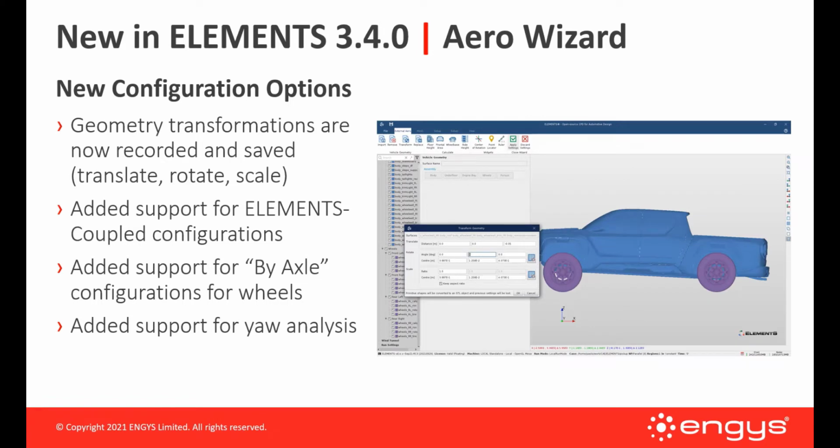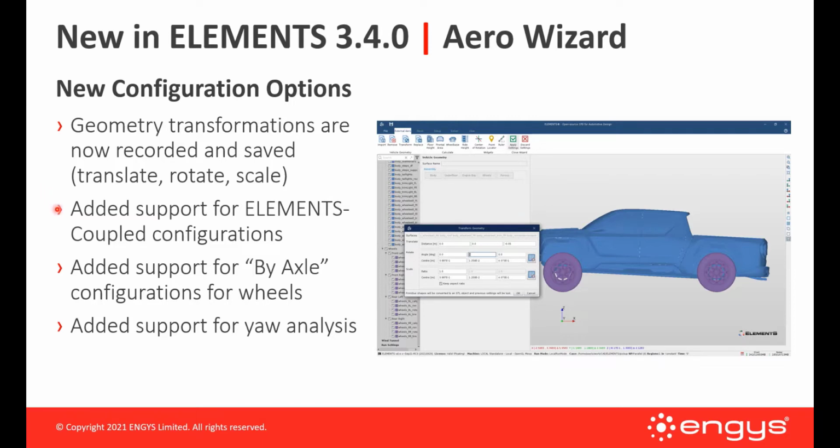Lastly, it's worth mentioning the new options that we've added to the configuration files in the Aero Wizard in 3.4.0. The configuration files control what is available to the users in the graphical user interface when it comes to defining an external aerodynamic simulation. The first thing that we've done is to add the ability to record geometry transformations as part of these configuration files, so the user has the ability of automating things like translations, rotations, or scales when importing geometry into the Aero Wizard tool.